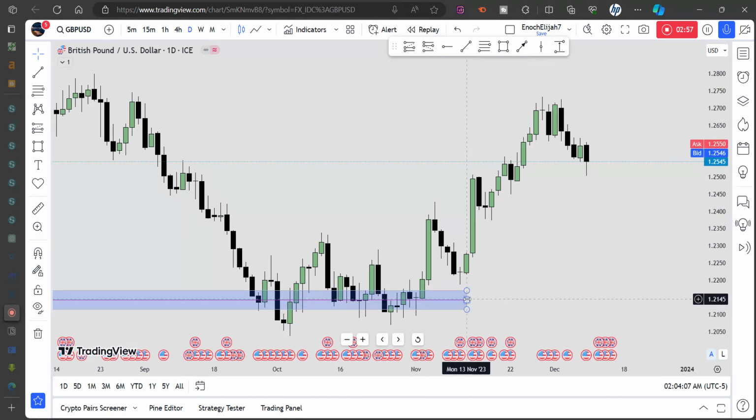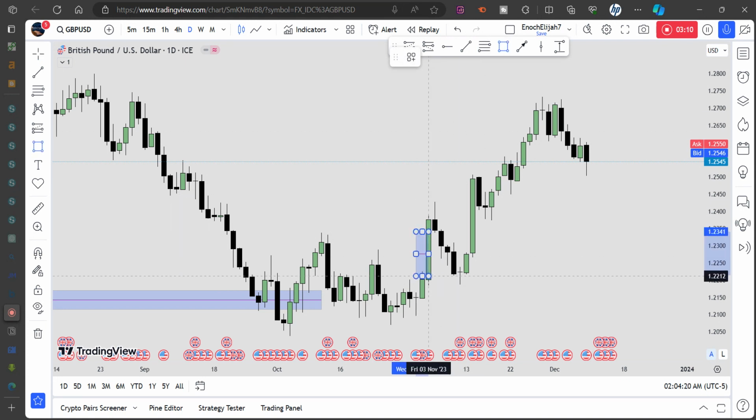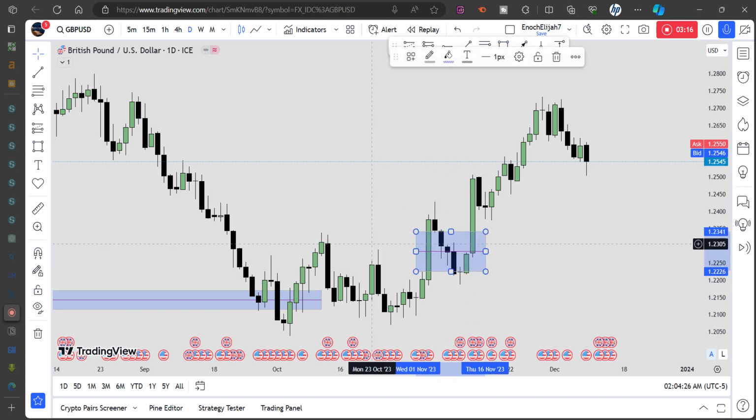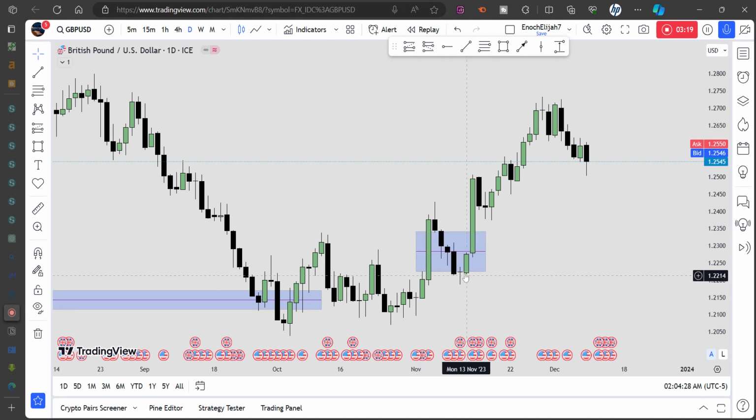Let me show you an example again. We have one, two, three candles. We have a large imbalance candle, this one. Price then retraced back to refill it. You can see it fill everything, all the imbalance, and then continue going higher.